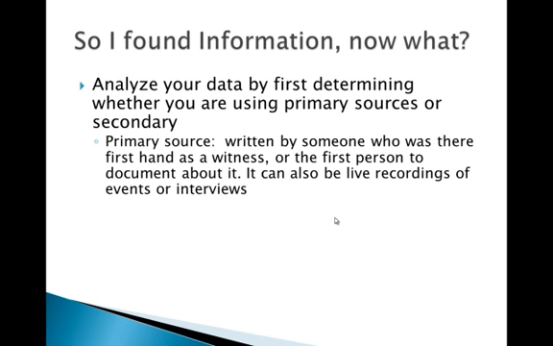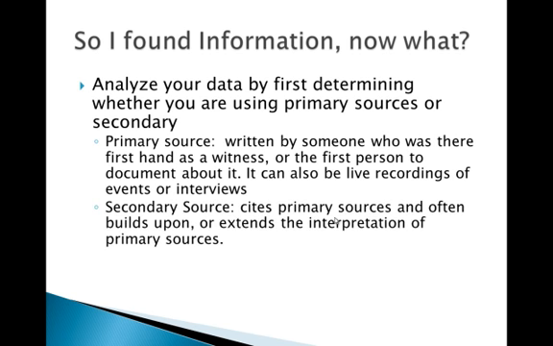An example of a secondary source would be a textbook talking about the interview, or any kind of book that talks about the events in the past tense because they weren't there. So a secondary source cites primary sources and often builds upon or extends the interpretation of primary sources.